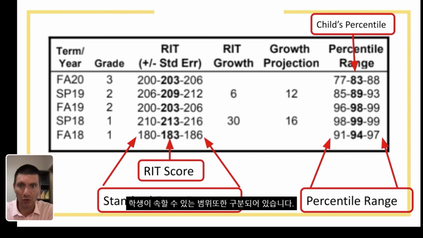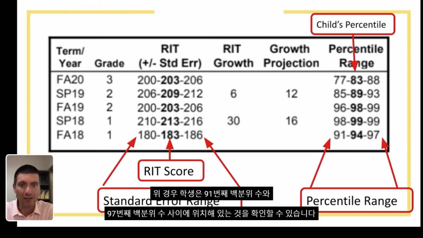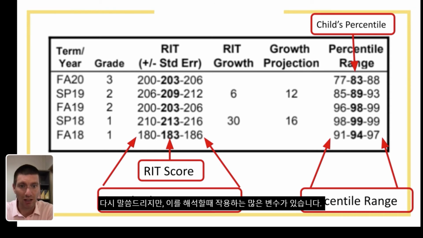Your child also has a range that she or he could fall into. In this case, the child could have come anywhere within the 91st to 97th percentile. Again, many variables could explain this.